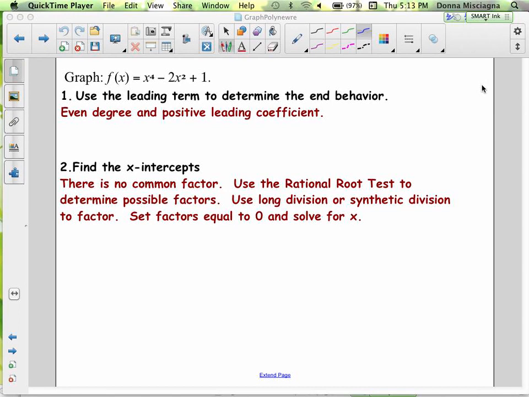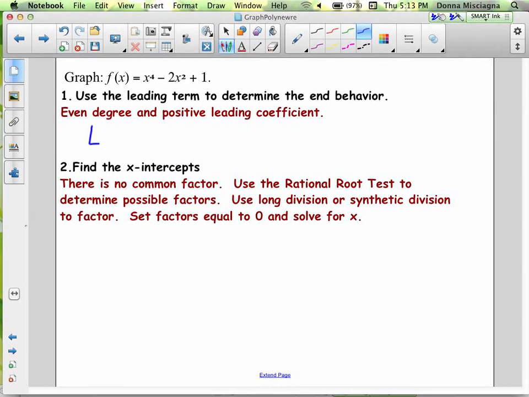Right, so our leading term is always the term that has the greatest exponent. If your equation's in standard form, it's the first term. If it's not in standard form, then you should put it in standard form first. But it's always going to be the term that has the largest exponent. So our leading term is x to the fourth. The leading coefficient is the coefficient in front of x to the fourth.